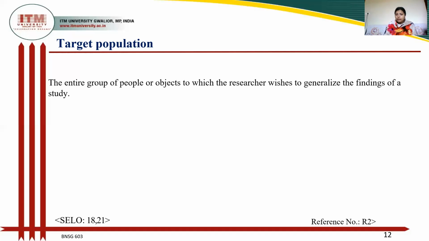So when the target population is there, if I test something on this target population, I can generalize the findings. Okay, what does generalization of the findings mean? That it can be applicable to hospital nurses throughout. That is what is called generalization.